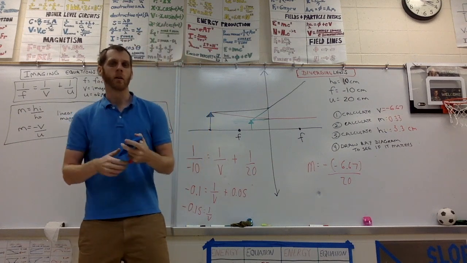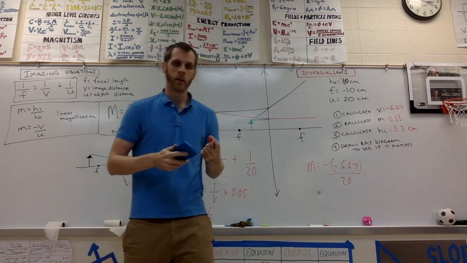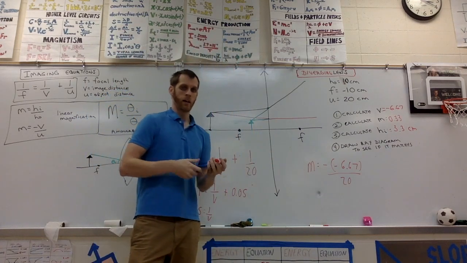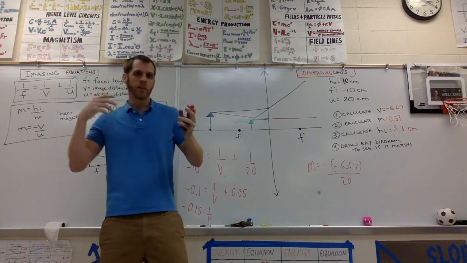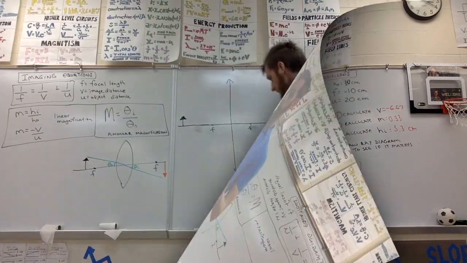Let's do one final one. What if we have multiple things? Now, my guess is you probably are not going to run into a lot of diverging lenses because they're not super applicable in a lot of imaging settings, unless you want to make something smaller. But let's go over an example of a microscope, where you have multiple lenses working together. How do you calculate that?